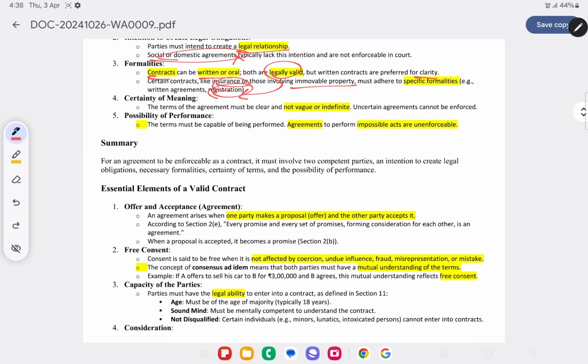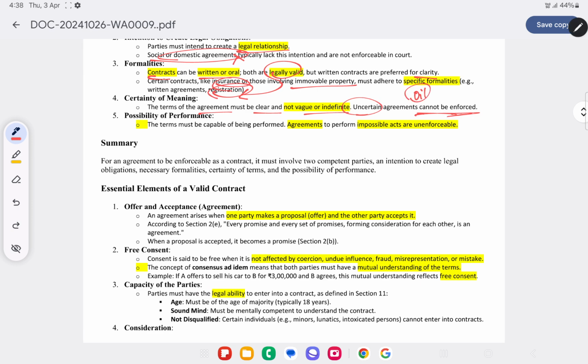Certainty of meaning. The agreement should be clear and not vague or indefinite. If it is uncertain, it cannot be enforced. It's not legally enforceable. What do we mean by certainty of meaning? For example, A and B enter into a contract wherein A is selling oil to B. Now this is a contract between A and B. A is selling oil to B worth 1 lakh.